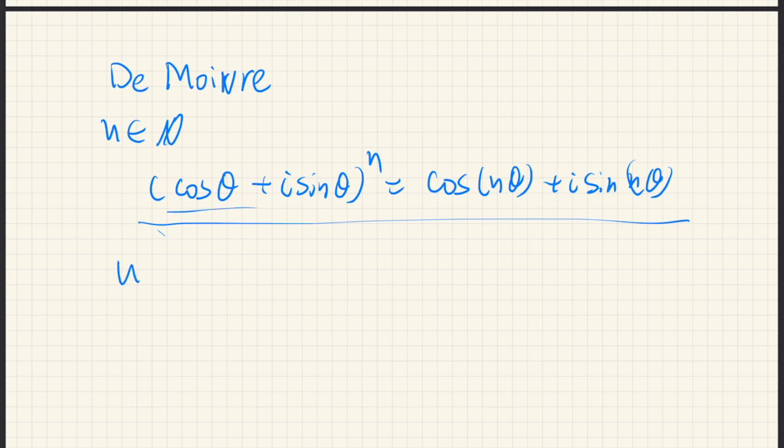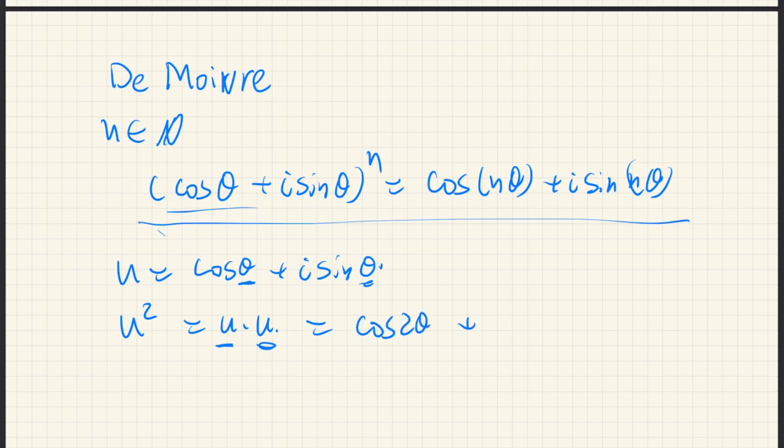Okay, let's say u is cosine theta plus i sine theta. So u squared is, of course, u times u. So that means we rotate u by the argument of u itself. So the argument will result in 2 theta, because the argument of u is theta, and we rotate by theta again. So the argument of this is 2 theta. So that should be cosine 2 theta plus i sine 2 theta.